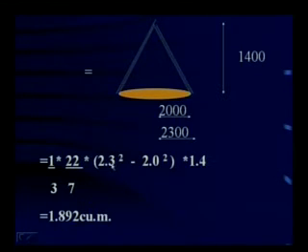1/3 pi r square h is the formula. From the outer volume, deduct the inner volume. So you get the thick layer of revetment, the volume of revetment. Is that okay? 1/3 pi r square h. The outer calculation you do with 2.3 meters, and the inner volume you get by calculating with 2 meters. Subtract both and you get 1.892 cubic meters.